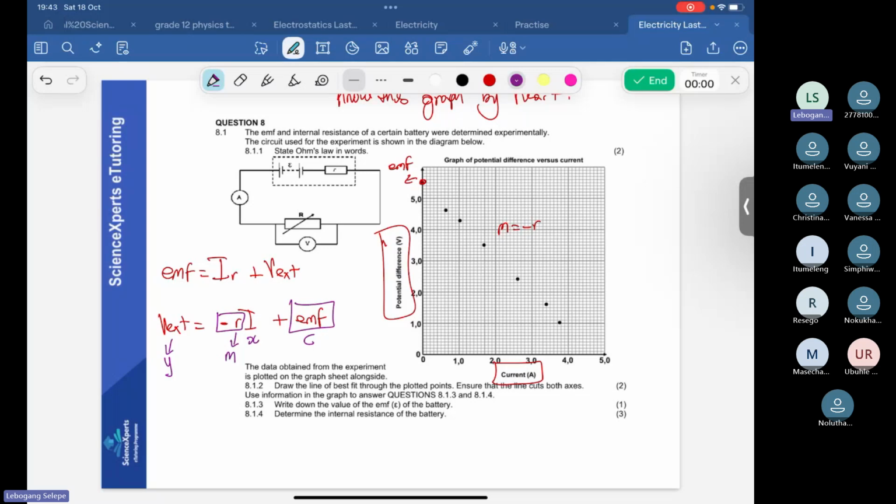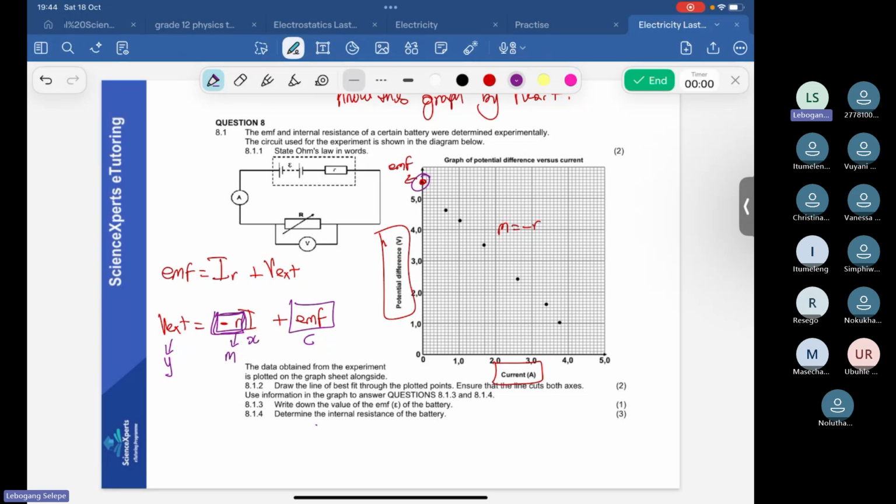Take the values from the graph, right? Write down the value of the EMF, take it from the graph. Determine the internal resistance of the battery, calculate the gradient, it's equals to the internal resistance. But then you'd get the gradient as negative because this is a decreasing straight line graph, right? And remember, the gradient is not internal resistance, but it's negative internal resistance. So let's say you got your gradient as -4. You'd say negative R is equals to -4. Then therefore, dividing both sides by negative, R is 4, right? So this is how you'd have to solve it.